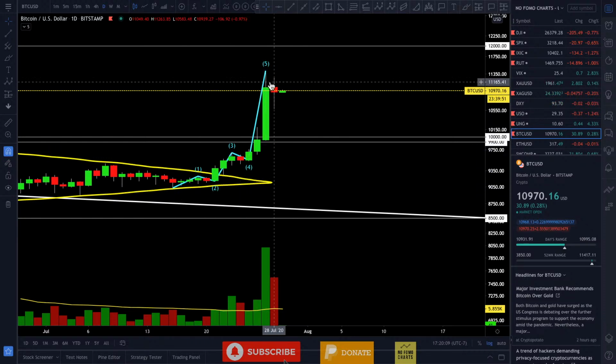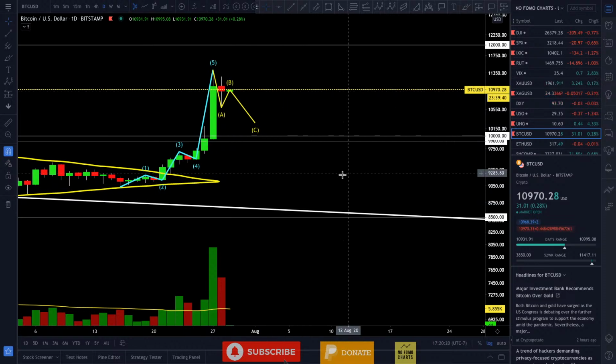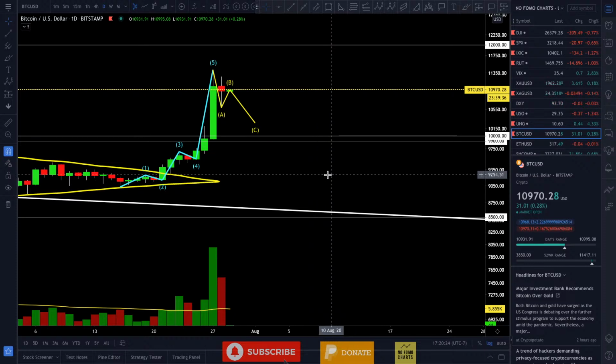1, 2, 3, 4, 5. Right? So again, are we going to get an ABC correction? Is it this? Is it in progress right now? We have to see. I'm not going to call it until the candle closes, but I'll leave that up there just to see if the Elliott wave is going to work out or not.